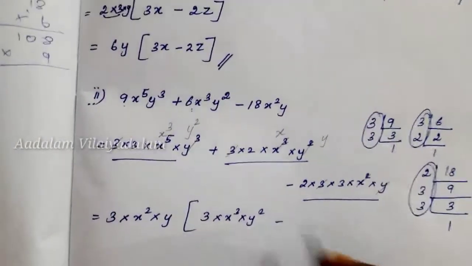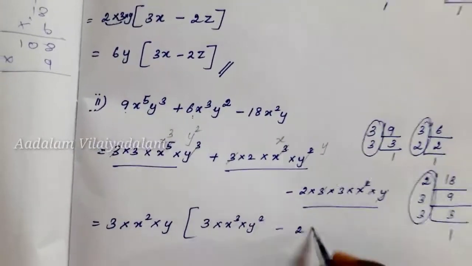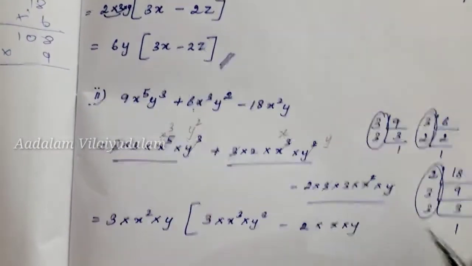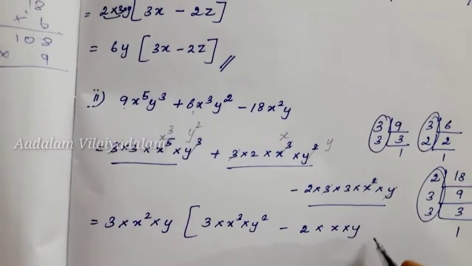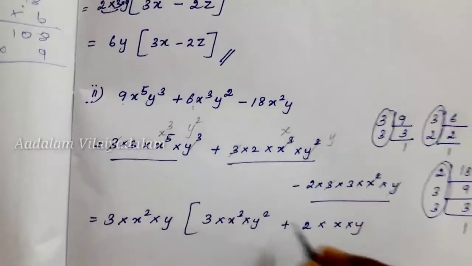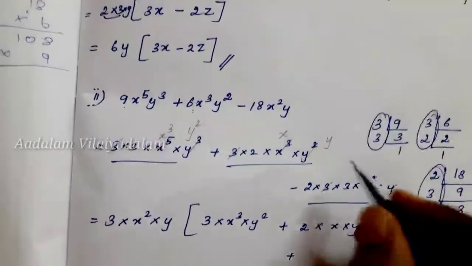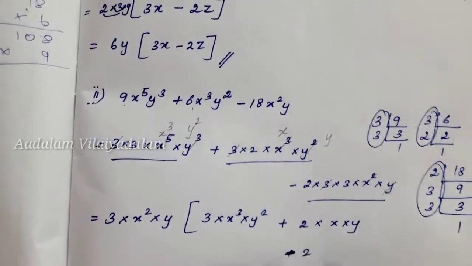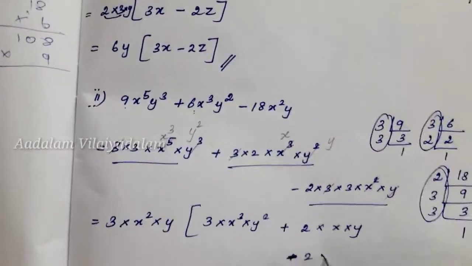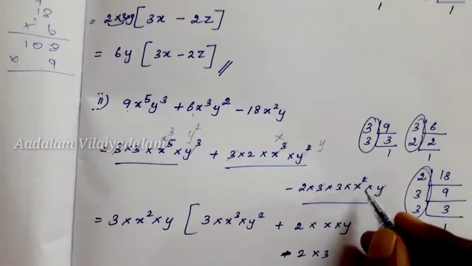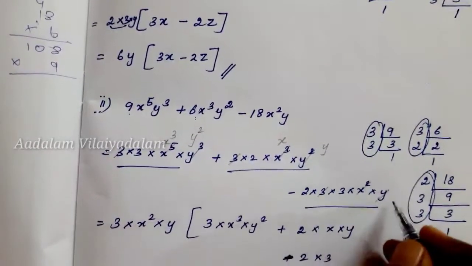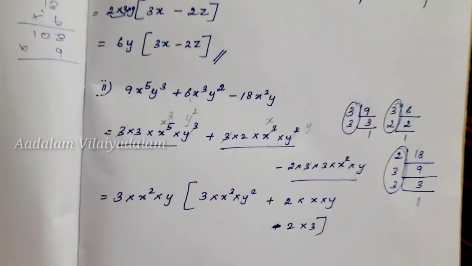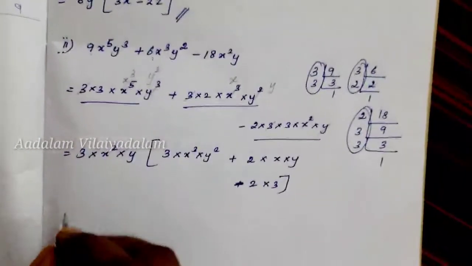What else will be here? 2 into x then into y. And another term is, so here you will be getting plus sign. So the next one will be, here you will get minus sign, that is minus 2 and into 3. So already we have taken out the least value x square and y. So there will be minus 2 into 3. With this, we shall close the bracket.